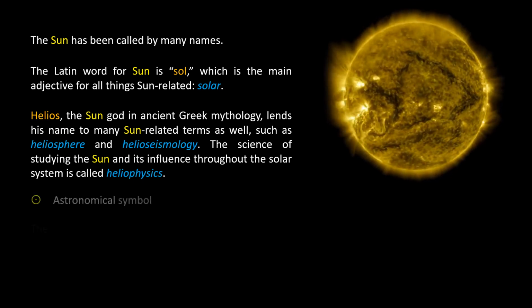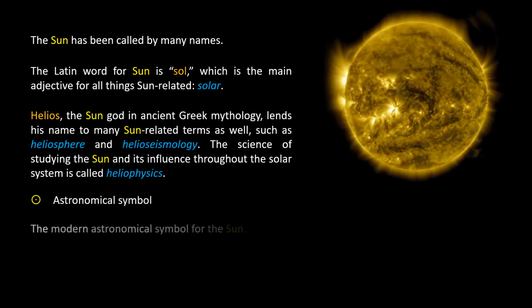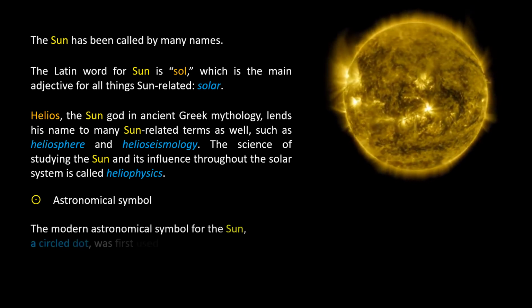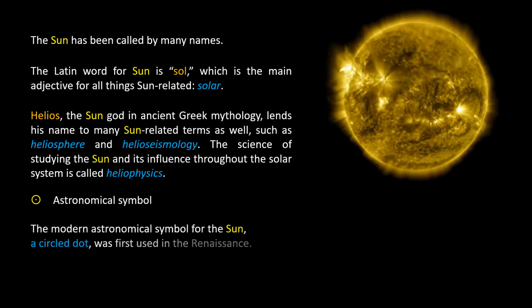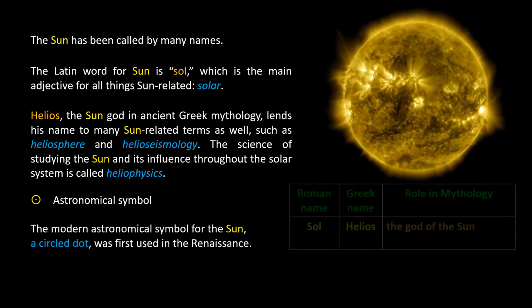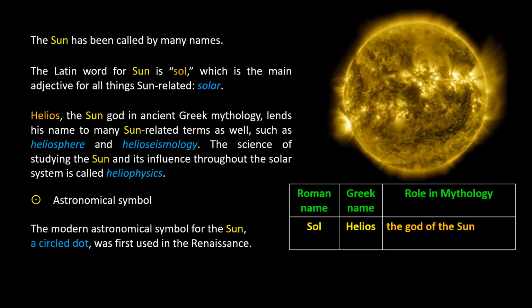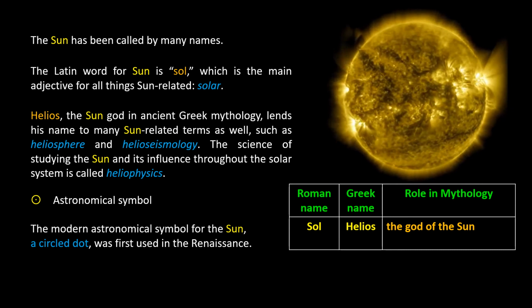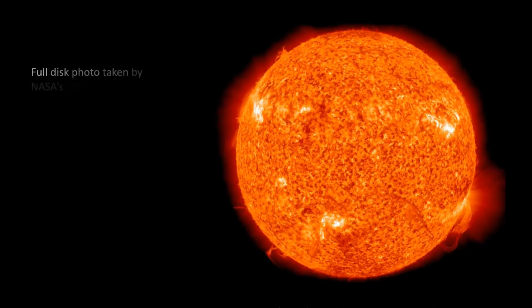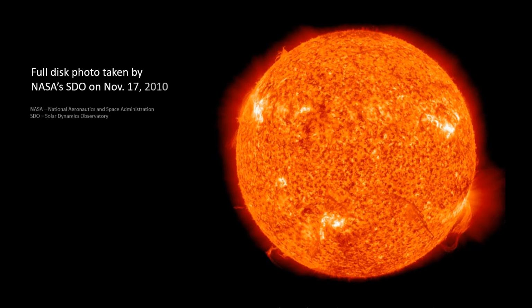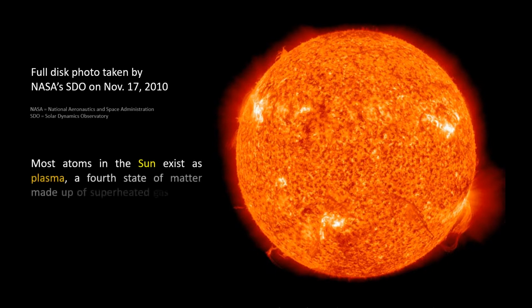Astronomical symbol: the modern astronomical symbol for the sun, a circled dot, was first used in the Renaissance. Roman name, Sol. Greek name, Helios. Role in mythology, the god of the sun. Full disk photo taken by NASA's SDO on November 17, 2010. Most atoms in the sun exist as plasma, a fourth state of matter made up of superheated gas with a positive electrical charge.